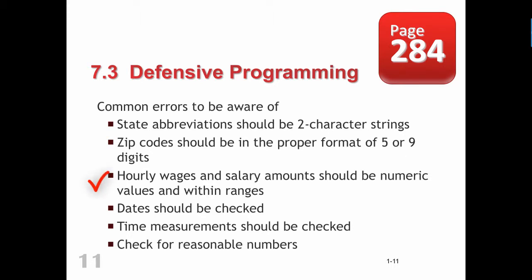Hourly wages and salary amounts should be numeric values, and they should be within a range, and that's the big deal. They've got to be within the range so that people don't put the decimal in the wrong place, or they forget to add a 0 at the end, and things like that.